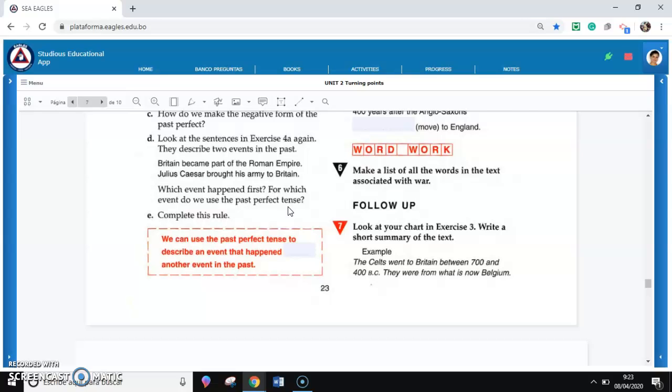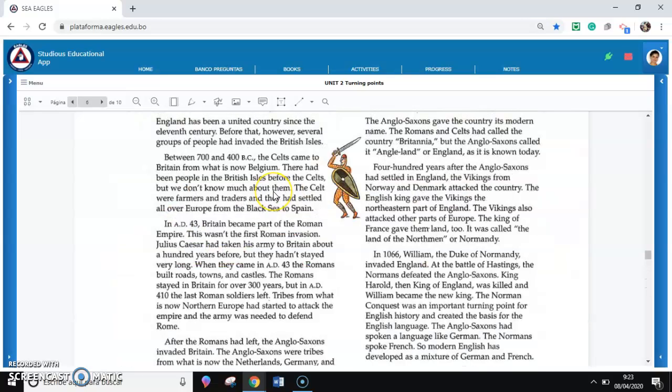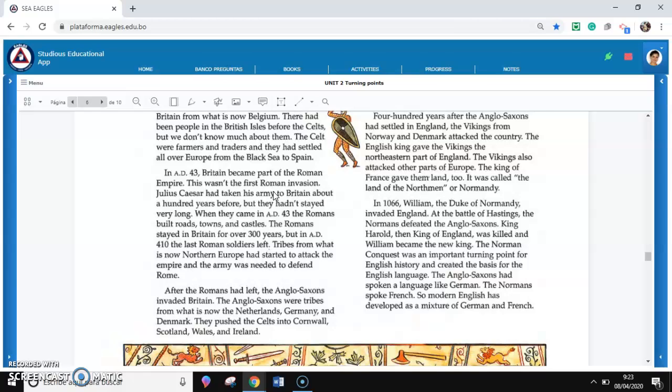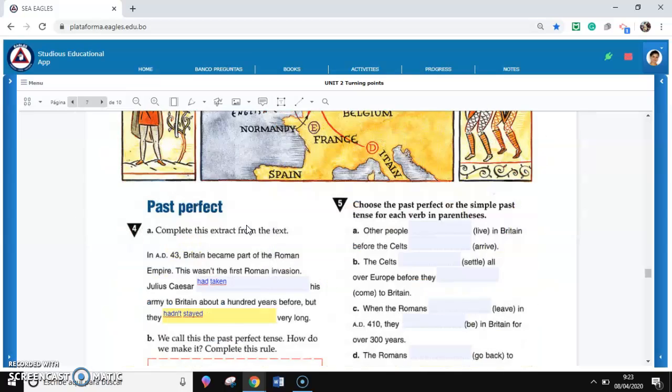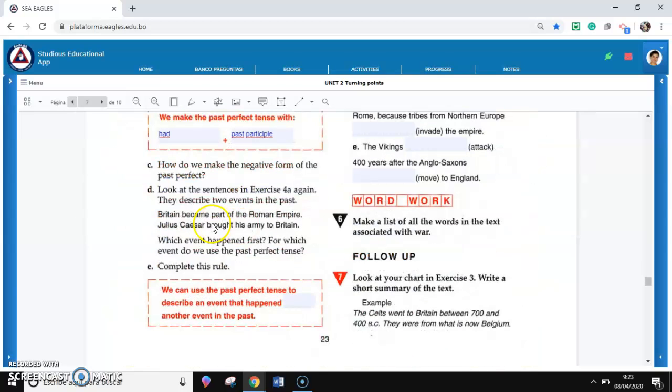So let's have a look here. Very easy to identify it. So here we have the answer. Britain became part of the Roman Empire. Became, this happened first, right? And then Julius Caesar had brought his army to Britain. Happens second.